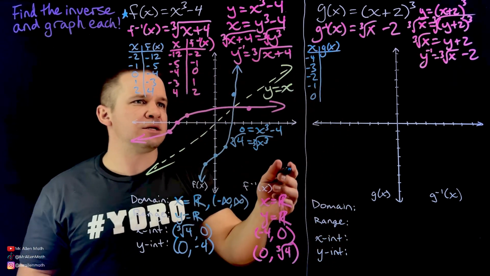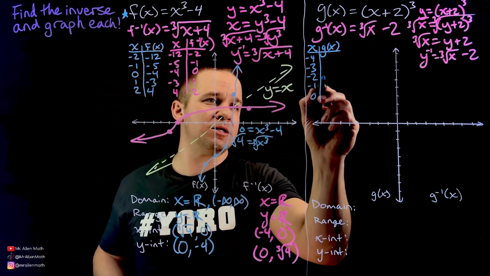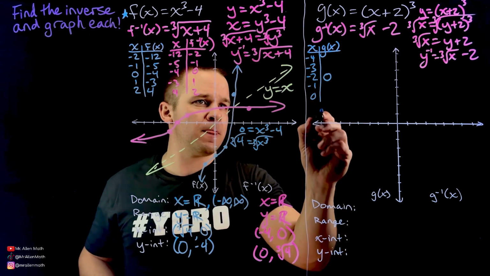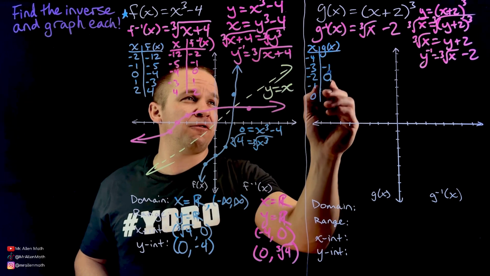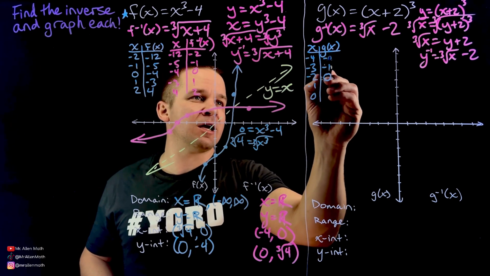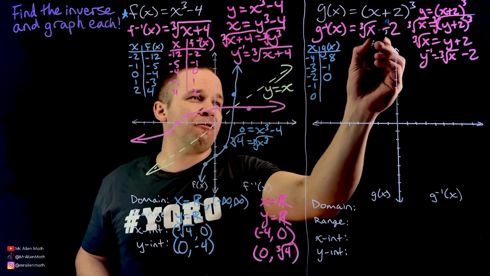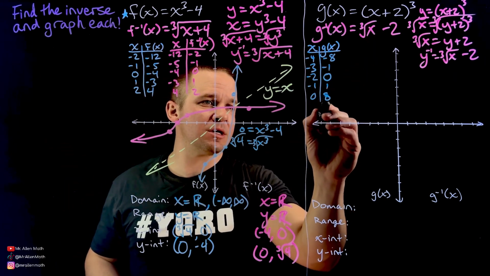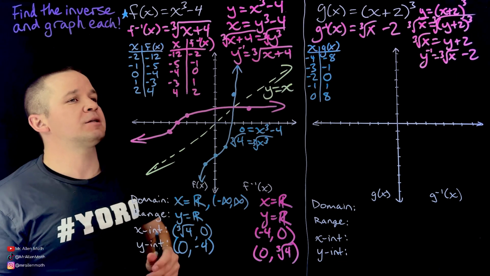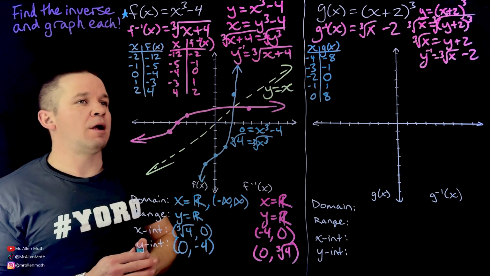So let's plug those things in. If I plugged in negative 2, we said we get 0, which cubed is 0. If I plug in -3, I get -1 cubed is -1. If I plug in -4, I get -2 cubed is -8. If I plug in -1, I get 1 cubed is 1. If I plug in 0, I get 2 cubed is 8. Nice. Excellent. Wonderful. All right.